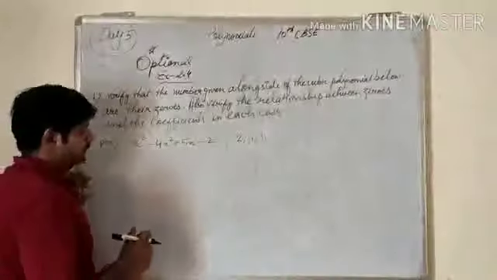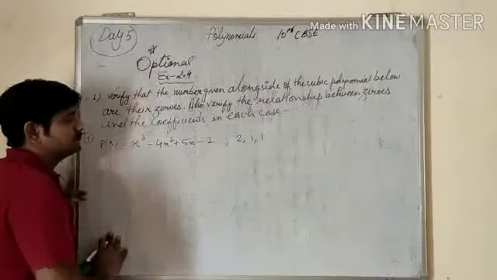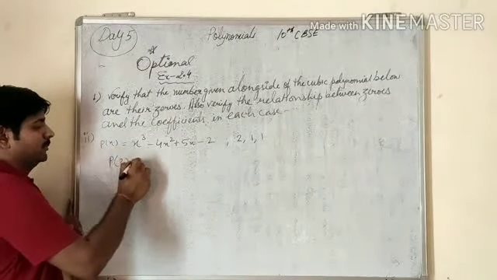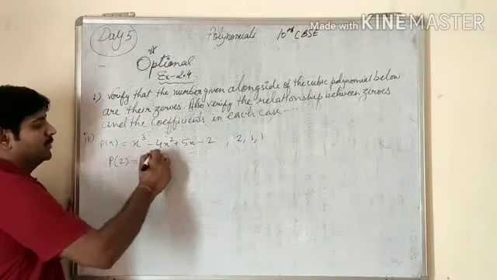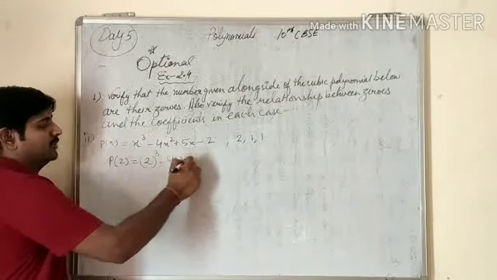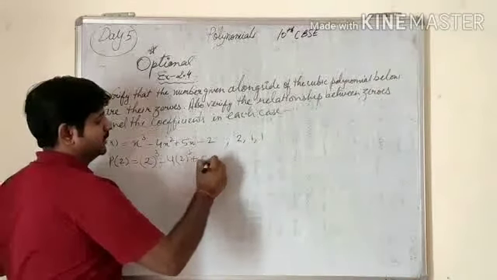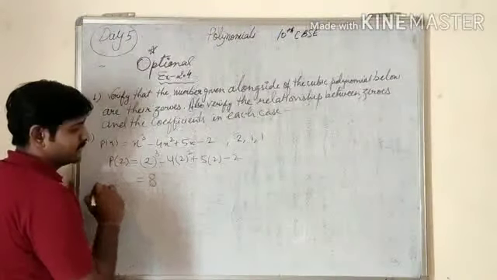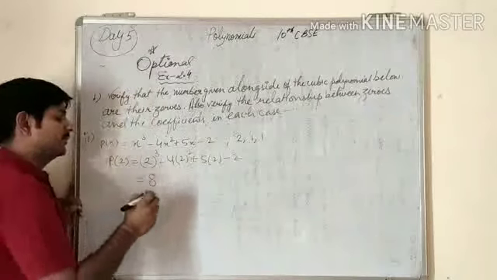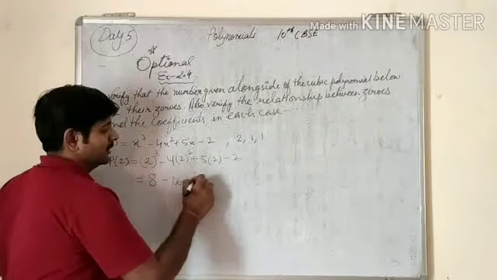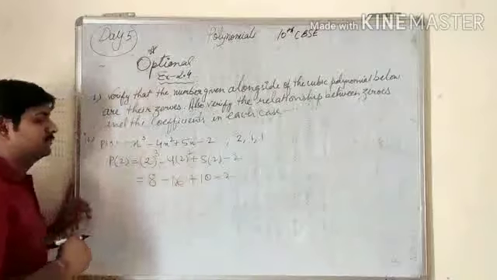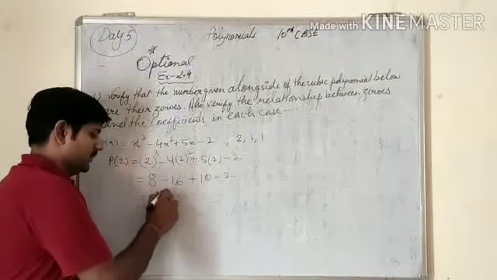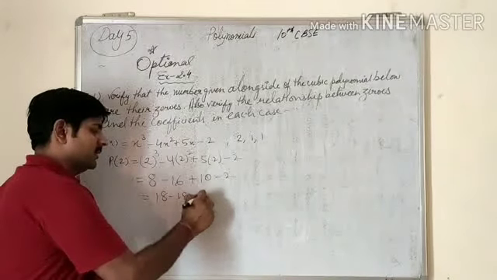Now let's apply P2. So 2 cube minus 4 into 2 square plus 5 into 2 and minus 2. 2 cube is 8, 2 square is 4, and 4 4s are 16. There will be 10 and minus 2. 10 and 8 is 18. This is minus 18, so 0. So yes.